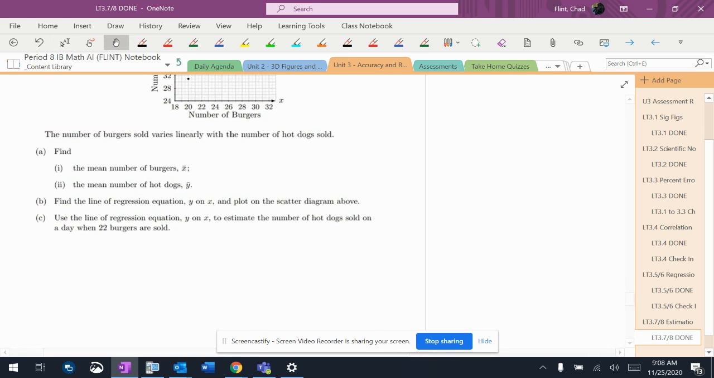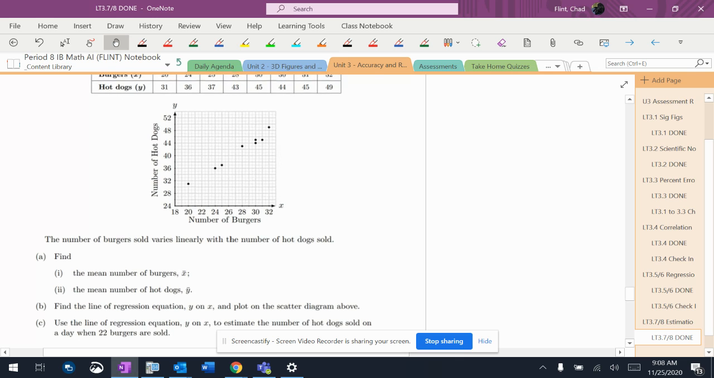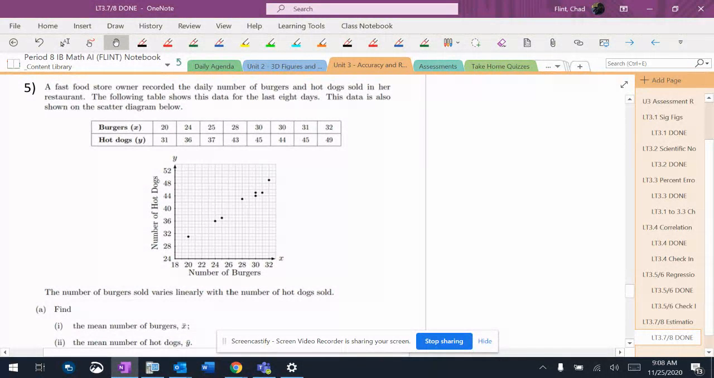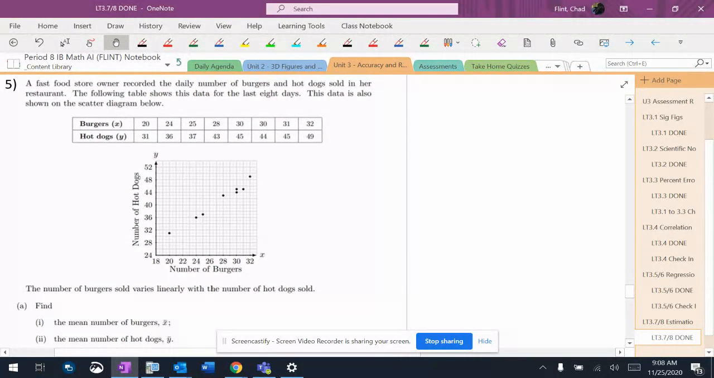Okay, so we have a longer question here that wants the mean value and then some other things like that. So let's go ahead and do this. It says they recorded the number of burgers and hot dogs sold in the restaurant, and they're comparing them to each other to see if there's a correlation between the two. So the first thing, it wants the mean for x and the mean for y.